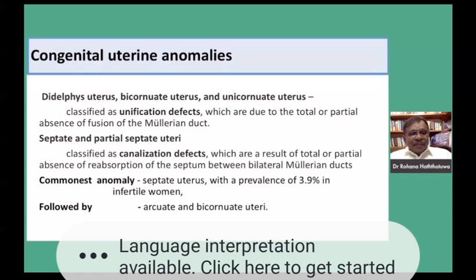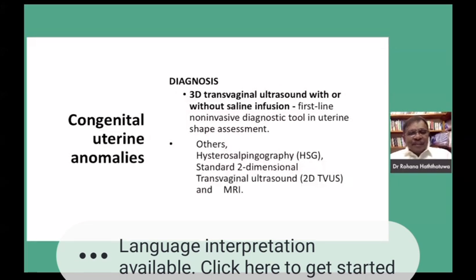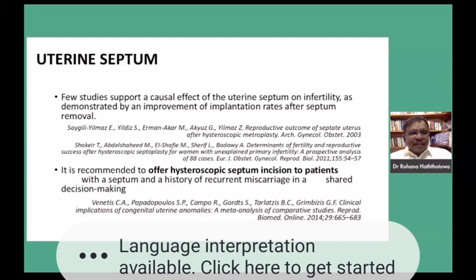It can be due to unification defects, which are due to the total or partial absence of fusion of the Mullerian ducts, like didelphys uterus, bicornuate uterus, and unicornuate uterus. And also there can be canalization defects resulting in septum defects, causing the septate and partial septate uterus. The commonest is the septate uterus, followed by arcuate and bicornuate uteri. The diagnosis is mainly by 3D vaginal ultrasound scan. These are some of the pictures.